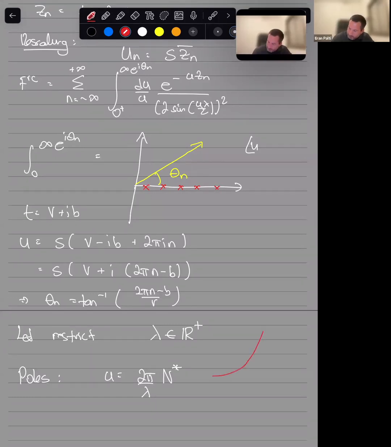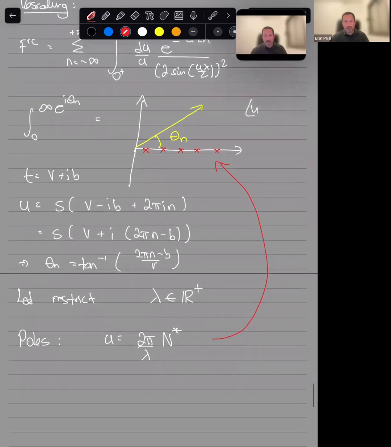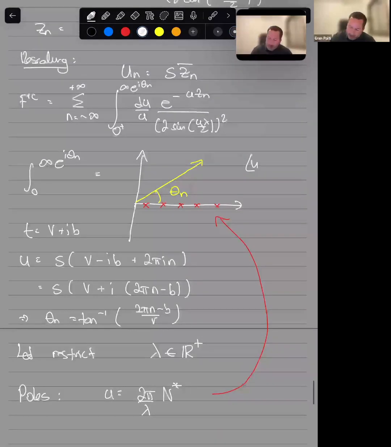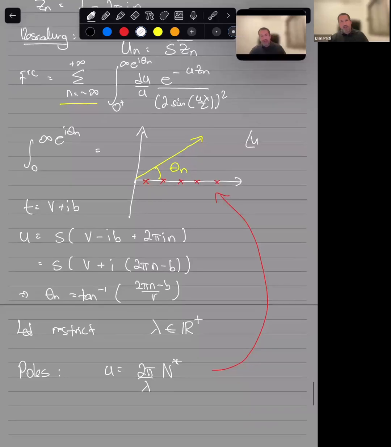So these are the poles that we have all along the real line. Are there any questions about this? Okay, so now if we think about the full free energy, we have a sum over n's from minus infinity to infinity, and each n is going to have a different angle for this line.